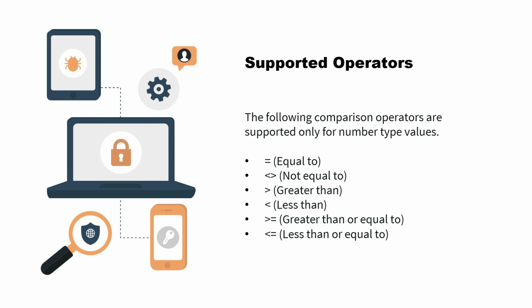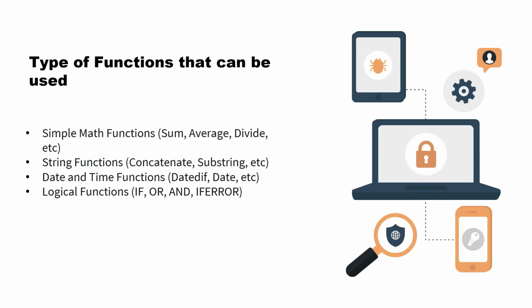The following comparison operators are supported only for number type values. So you can see there is equal to, not equal to, greater than, less than, greater than or equal to, less than or equal to. So you can calculate these operators based on numeric values in some fields. Alright. And what are the functions which we will be using in our Formula Builder? Let's proceed further and see.